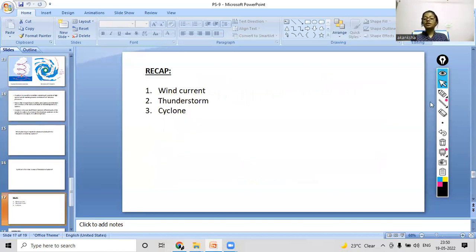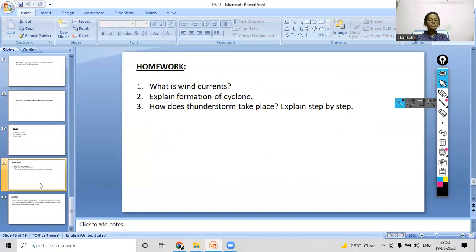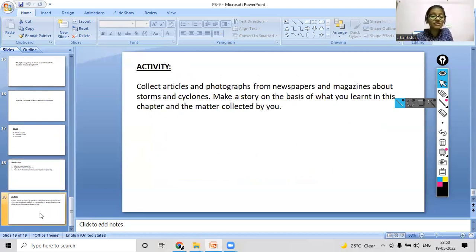Now coming to the recapitulation part. Today we studied about wind currents, we studied about thunderstorms, we studied about cyclones, right? So now coming on to our homework part. These are the 3 questions that you have to solve, and then comes the activity.